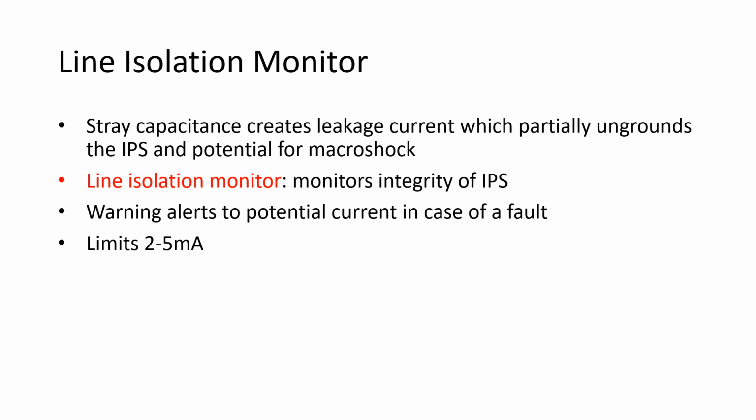The line isolation monitor monitors this leakage of current and thus the integrity of the isolated power system. It looks like this little box on the wall in the operating room. It gives the potential current in the event of a fault. This is the potential shock which could occur. So the line isolation monitors for the presence of an initial fault, and the goal is to correct this before a second fault could occur, which will result in a macroshock. This line isolation monitor can be set to 2 milliamps, or in more modern systems 5 milliamps.